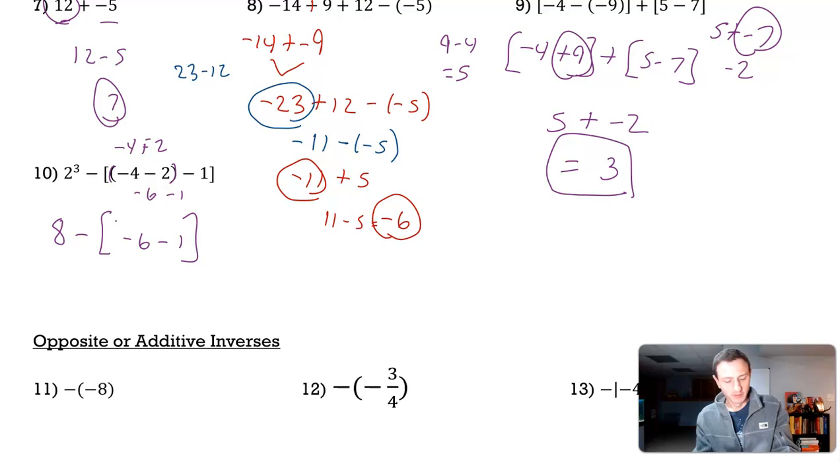So I'm going to have 8 minus, and then in the bracket, negative 6 minus 1. This is going to become negative 6 plus a negative 1. If you're at negative 6 and you're subtracting 1, you're going further in the negative. So negative 6 plus a negative 1. 6 plus 1 is 7. They're both negative, so it stays negative.